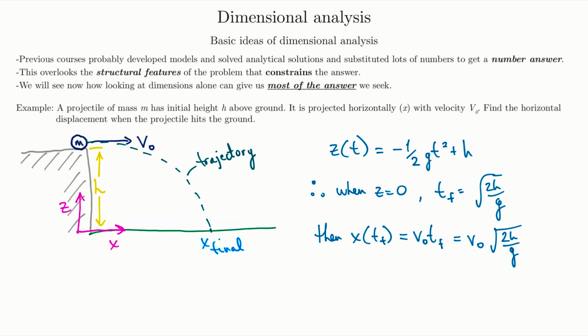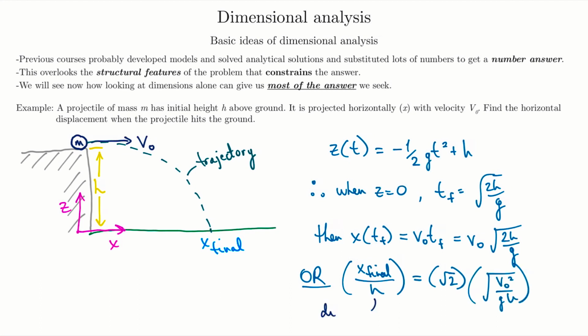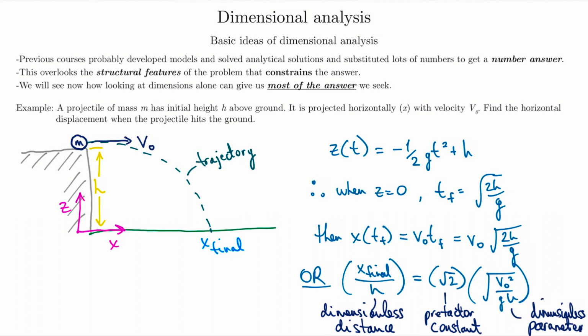Usually you just leave it like that. I'm going to rearrange it right now and write it in another way. So we could also rearrange it into this dimensionless form here. So now we've got our dimensionless distance and our dimensionless parameter on the right there, and a prefactor constant, root 2, that just multiplies the parameter. And in this problem, h is our basic distance, right? So we're scaling to that in this problem. And we can describe our final displacement relative to this h dimension, because that's a feature of the problem. So we can see that the answer here is actually a relationship between two dimensionless groups: the dimensionless horizontal displacement, and the dimensionless parameter.